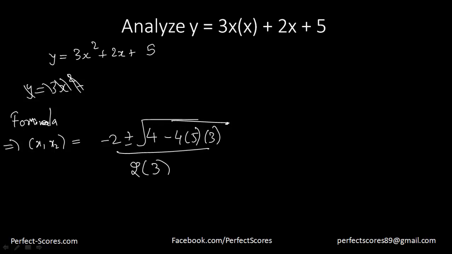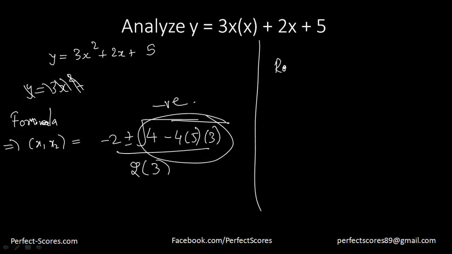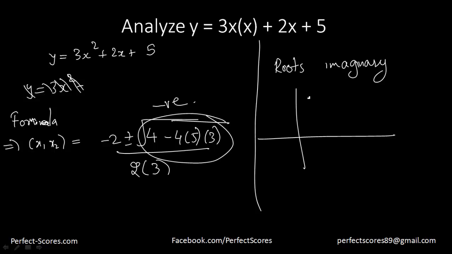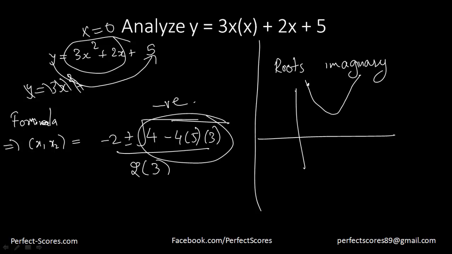As you can see, this is going to be a negative number. That means the roots are going to be imaginary, right? If the roots are imaginary, the graph is going to hang in the air. It's not going to touch the x-axis at all. Another thing is that if I want to find the y-intercept, just put x as 0. If you put x as 0, y would be equal to 5. That means this value right here is y equals 5.